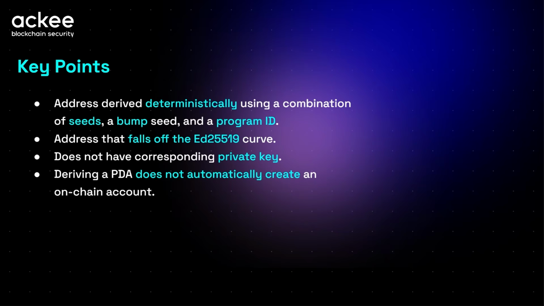It is an address that does not land on the elliptic curve, so using the bump you kick it off from the elliptic curve, and it does not have the corresponding private key. That's the next point.